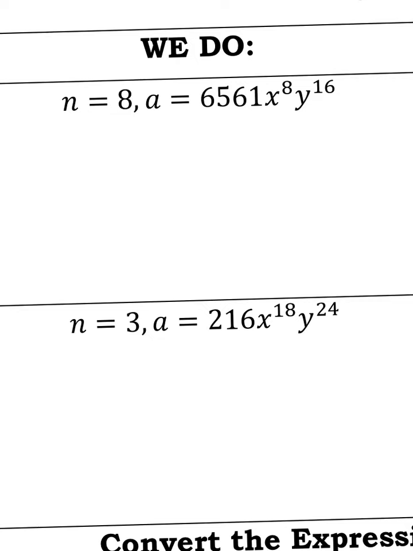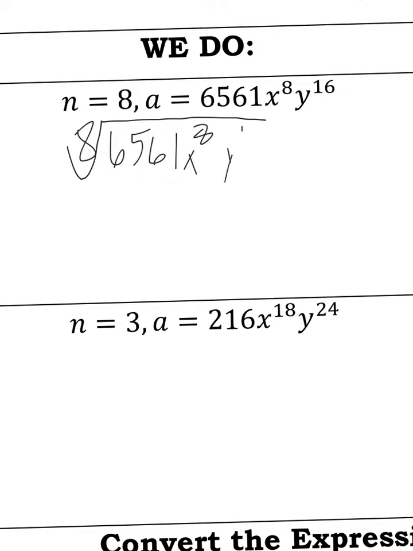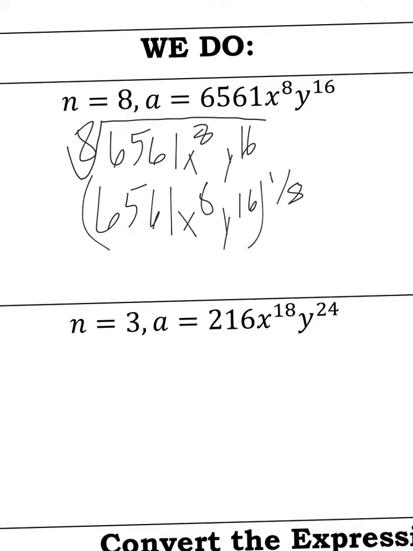If you see n is 8, I want you to write it as the 8th root of whatever it says, 6561 x to the 8th, y to the 16th. You could also represent it by saying 6561 x to the 8th, y to the 16th, and then that is going to be raised to the 1/8 power, okay? But the answer is going to have a plus or minus because you have an even root of 8, and then just take the 8th root of 6561, and then divide your exponents by 8.